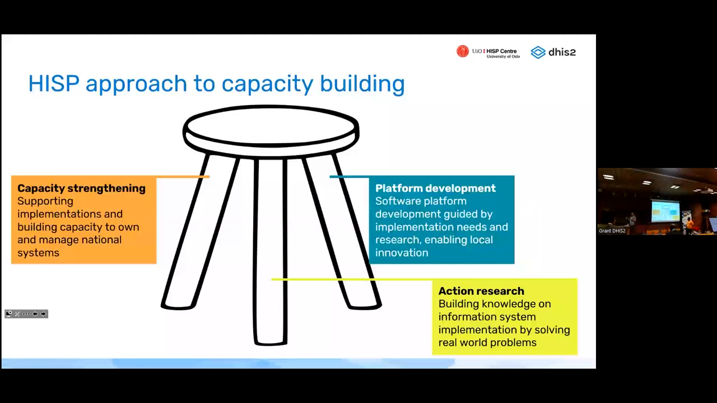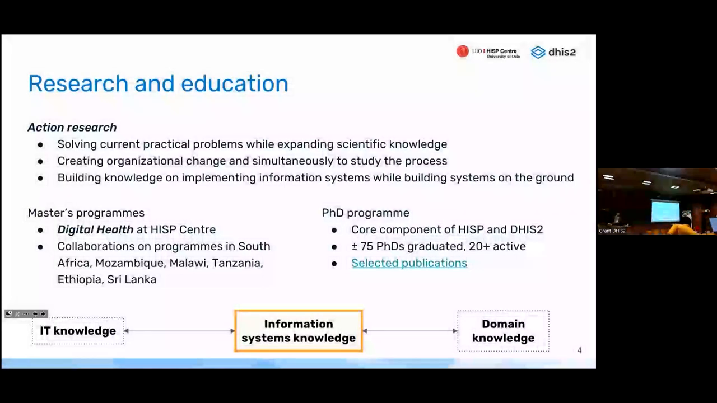And the idea is that these components of doing the country implementations of DHIS2, building capacity in countries, and the platform development, which is guided by the activities in countries, by the local needs that come up when we're working on implementations, as well as the academic research, which also informs our implementation approaches and the software development. So these are three components that are really interlinked. And if you take away one of them, it's missing a key component of the whole DHIS2 implementation approach.